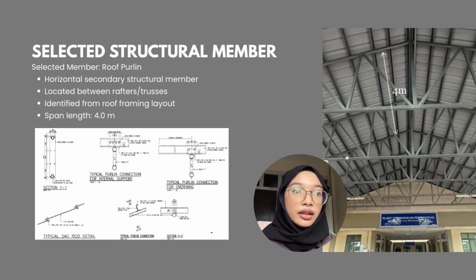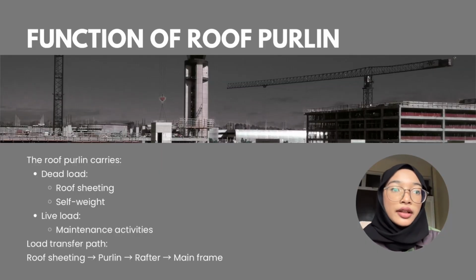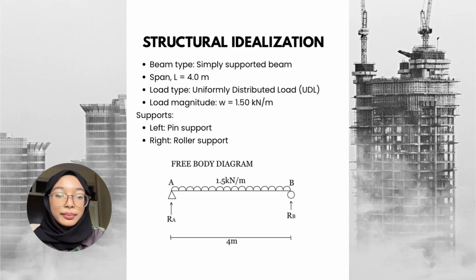The roof purlin is part of the roof framing system and spans between rafters, supporting the roof sheeting. The primary function of the roof purlin is to carry roof dead load, live load and its self-weight. These loads are transferred to the rafter and then to the main structural frame. For analysis purposes, the roof purlin is idealized as a simply supported beam. The loads acting on the beam are assumed to be uniformly distributed along the span.